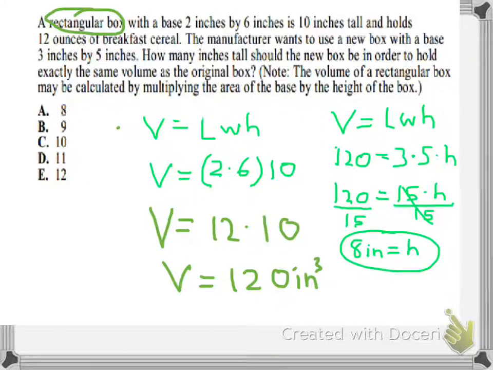Okay, so then with that, we have to find the volume of the other box, the new box. So the new box we know has this, 3 inches by 5 inches. So we'll write this out. So 120 equals 3 inches times 5 inches times the height. We need to find the height. So 120 equals 15 times h. So with that, we divide 15 by both sides, then cross out 15 from this side, and when you get 120 divided by 15, you get 8 inches is the height. So with that, this is the answer, and the correct answer is A.